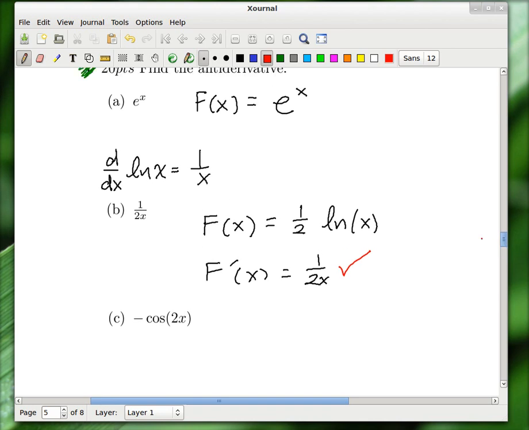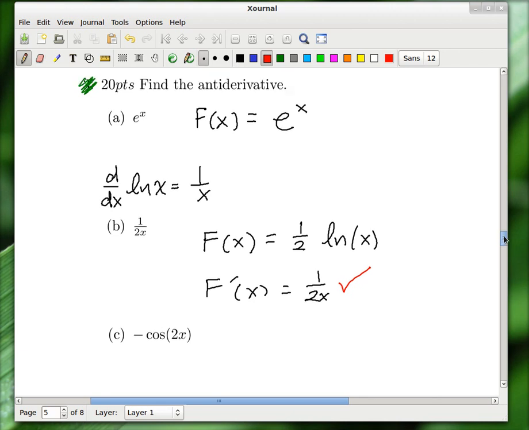Alright, so the antiderivative of 1 over 2x is 1/2 natural log x. Which you could write as ln of the square root of x, couldn't you?